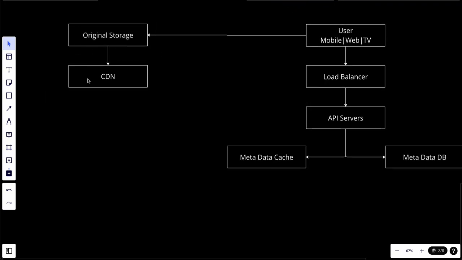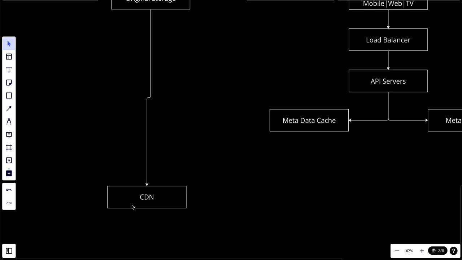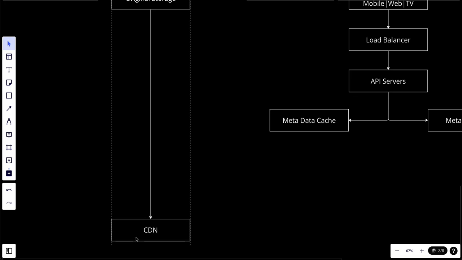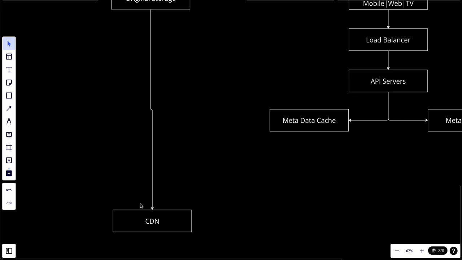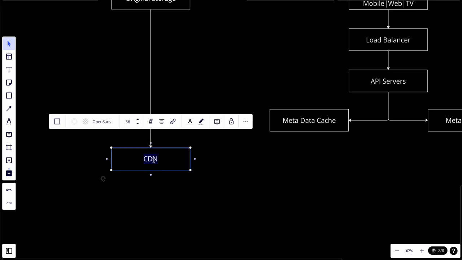However, we need to have a connection between the metadata and the actual video. So how can we establish that? Let's just push the CDN down, and we will start to introduce something different. We will start to introduce something called transcoding servers.